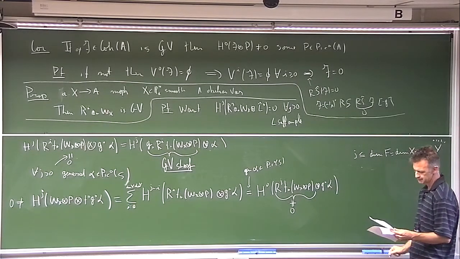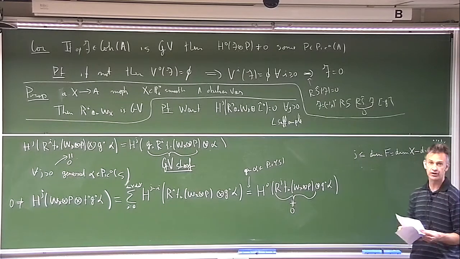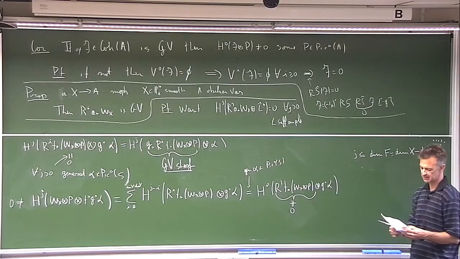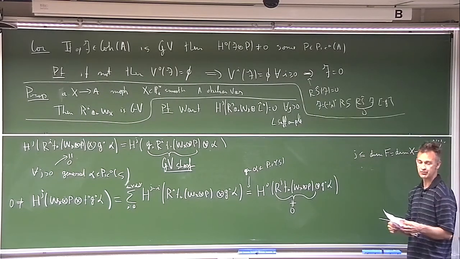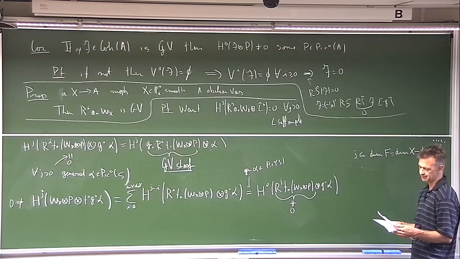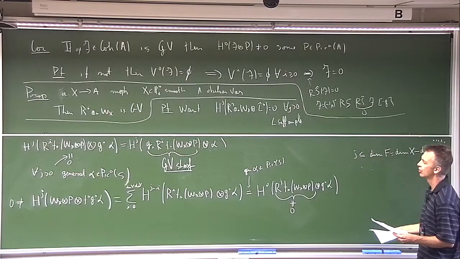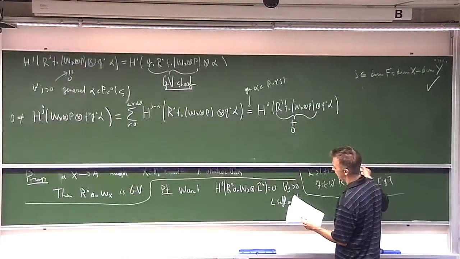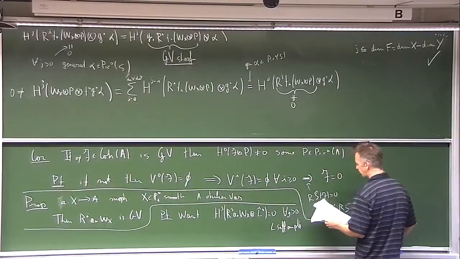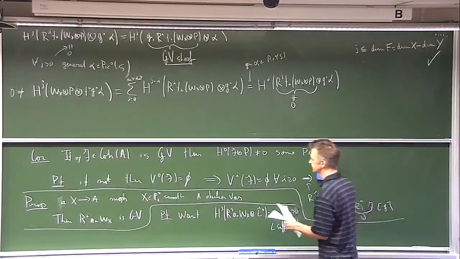So soon I want to talk about pluricanonical maps of varieties of maximal Albanese dimension. But before I do that, maybe before the break, let me do the last technical lemma on the structure of the cohomological support loci of GV sheaves.